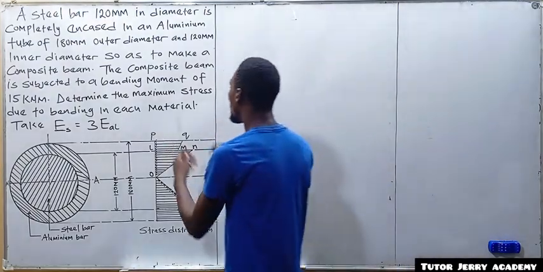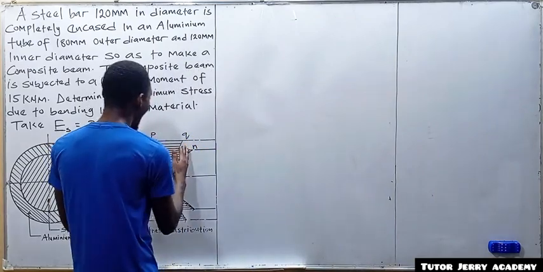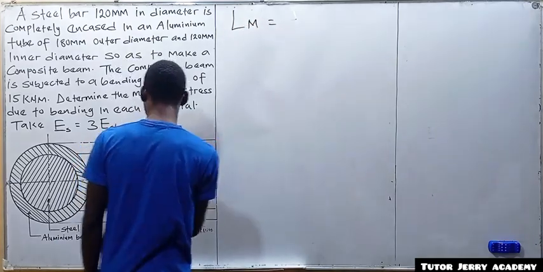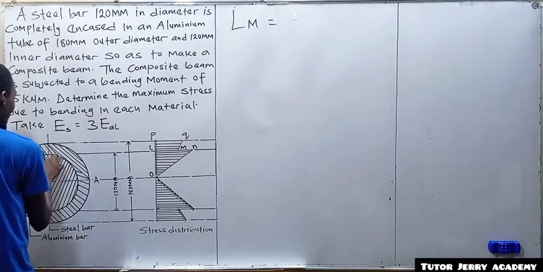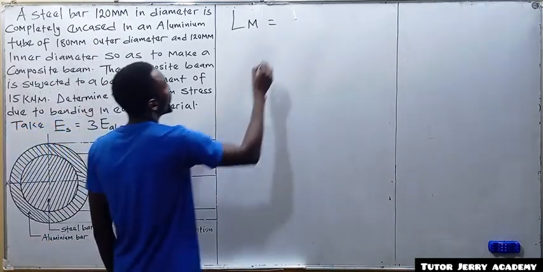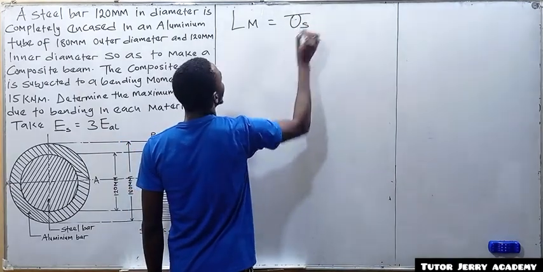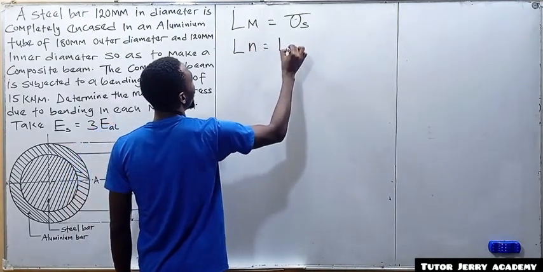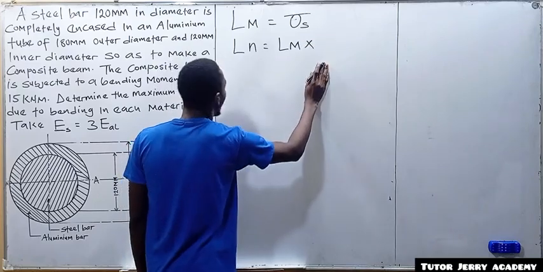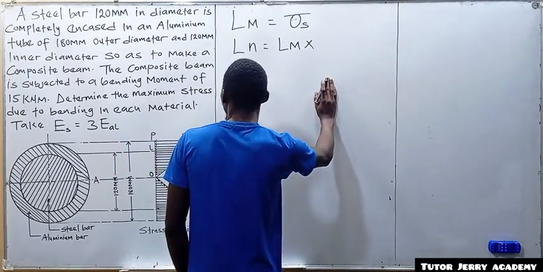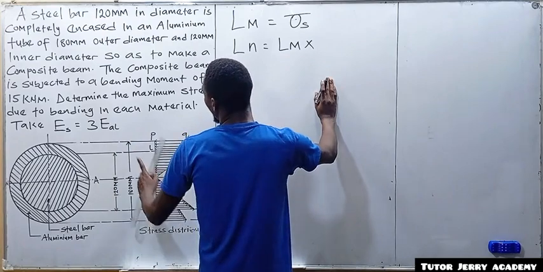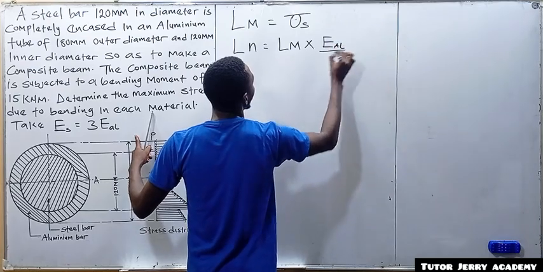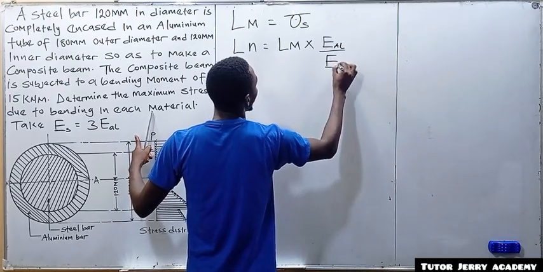All right. So you need to note that our LM, if you trace it down here, you understand we're talking about the stress of the steel bar. So it is equal to the stress of the steel. All right. And our LN will be equal to LM multiplied by the modulus of the aluminium all over the modulus of the steel.